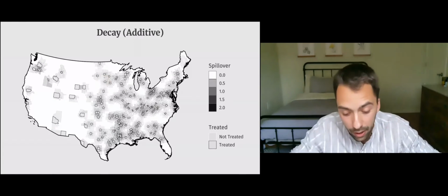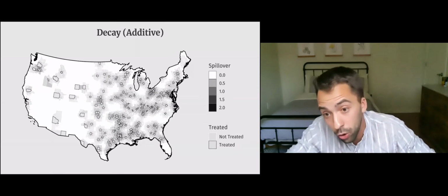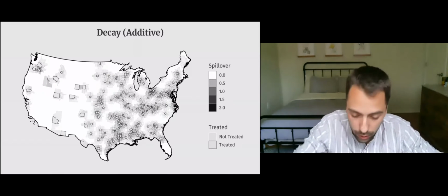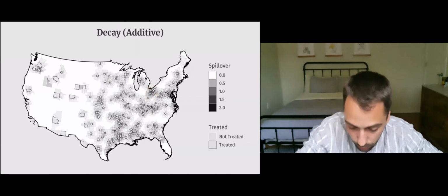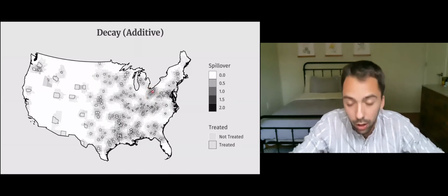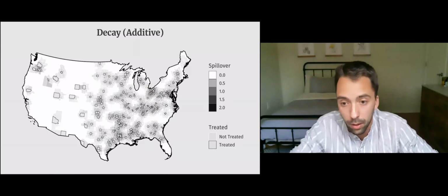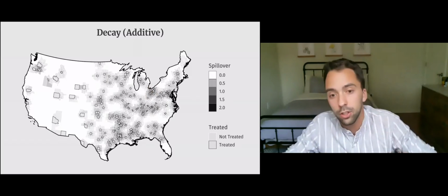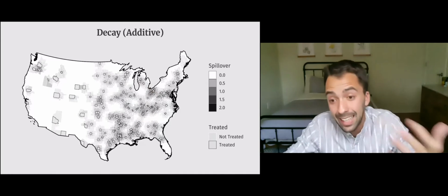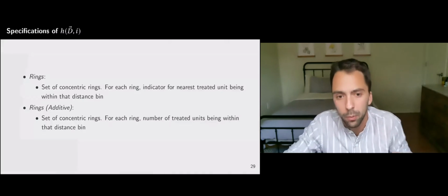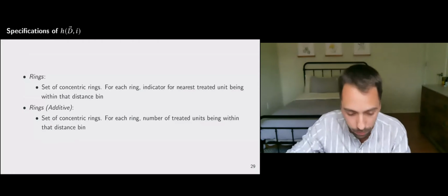And then there's the additive version too, where being close to many treated units will give you a very large exposure. For example, right here, you can see it's really dark because you're really close to a lot of treated units. But the point of this is I'm just trying to show you that under a wide class of exposure mappings, this within indicator is going to work really well.